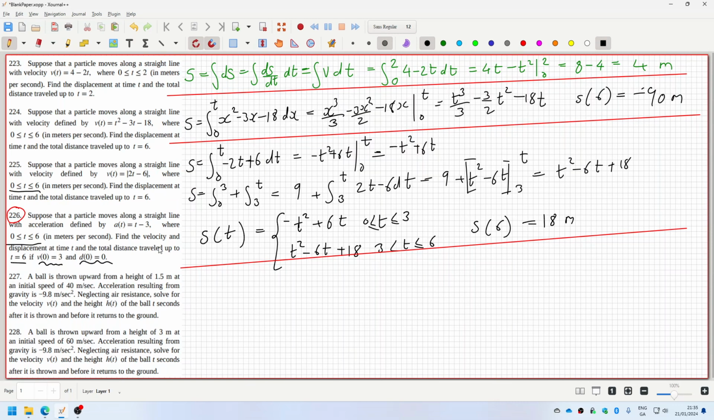Okay, so find the velocity. So the velocity would be the integration from the initial velocity, from 0 to t, of t minus 3. That would be t squared over 2 minus 3t, 0 to t. So that's t squared over 2 minus 3t.